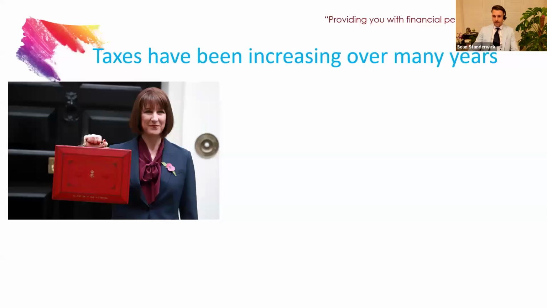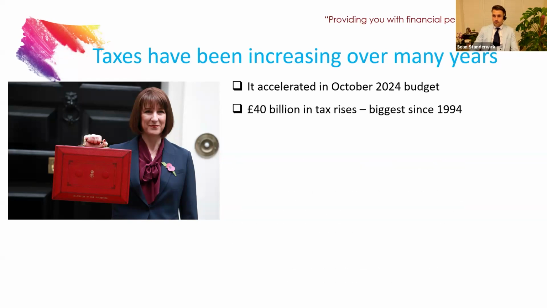We're here to talk about what's the problem. So taxes have been increasing over many years. Now, it's not just this government, it's been happening with previous governments too. But that is to say it did accelerate in the October 2024 budget. So it was announced that there would be 40 billion in tax rises, the biggest since 1994.